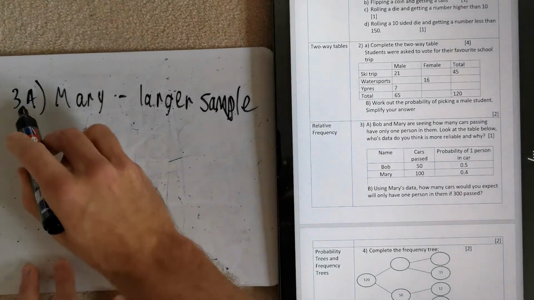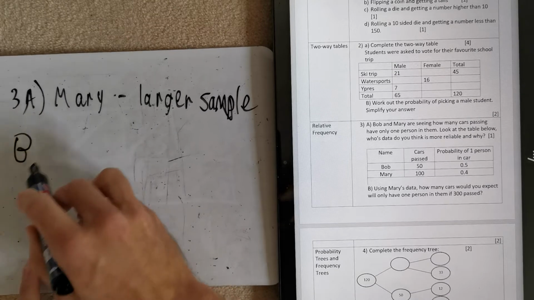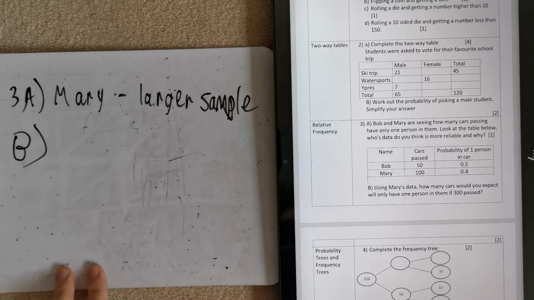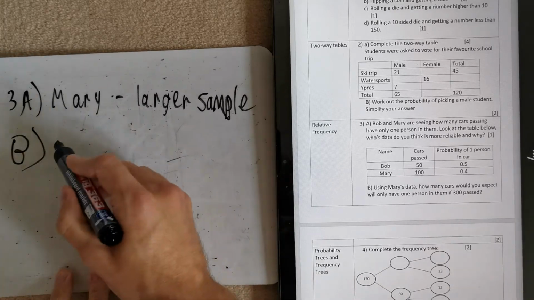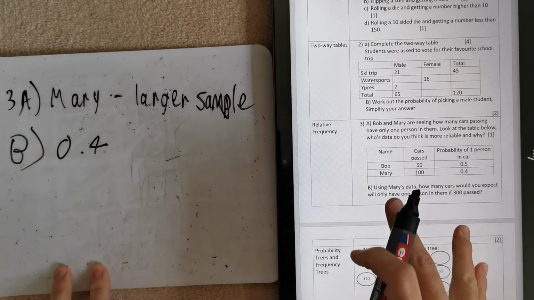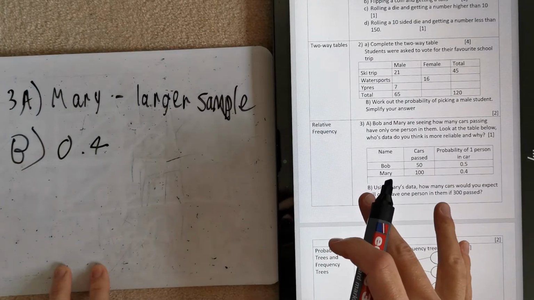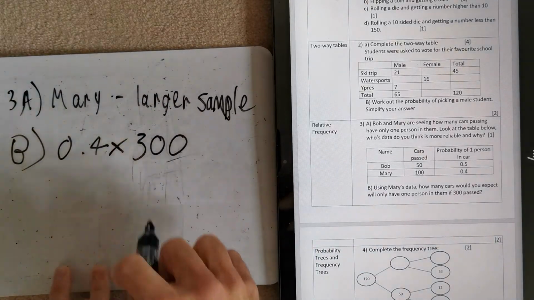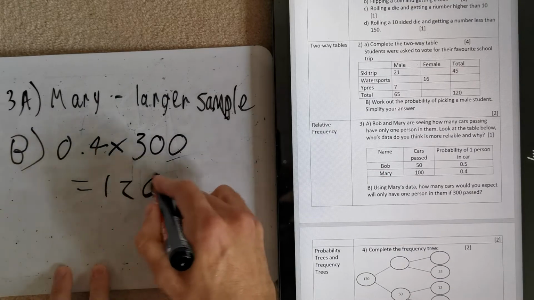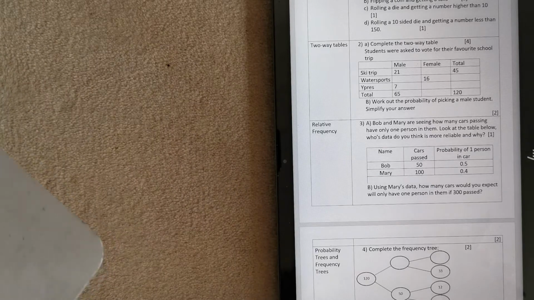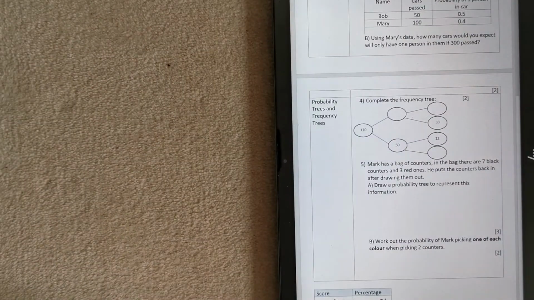For 3B, using Mary's data, how many cars would you expect will only have one person in them if 300 have passed? Well, the probability was 0.4 from Mary's data. And if 300 cars are passing, we'll times that by 300. 0.4 times 300 gives you 120 cars. Okay. Right, question 4. Frequency tree.